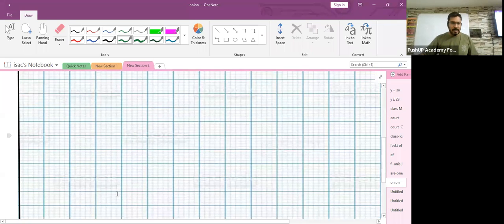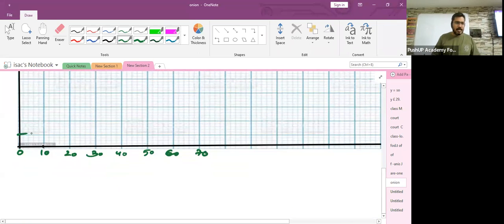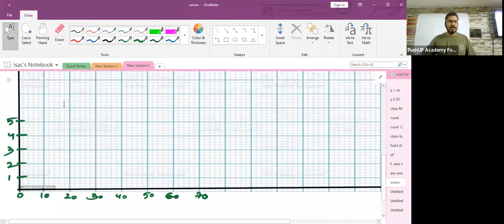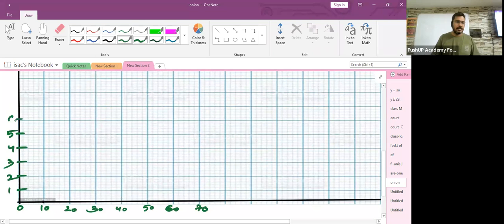All right. So here I'm going to label it. Each 1 centimeter. This is 1 frequency, 2 frequencies, 3 frequencies, 4 frequencies, 5, and the last one is 6.